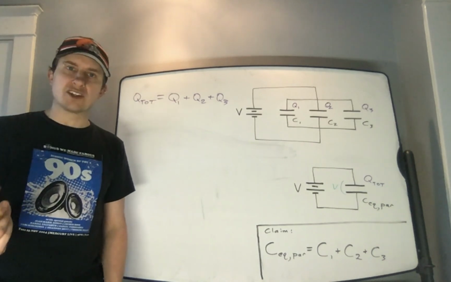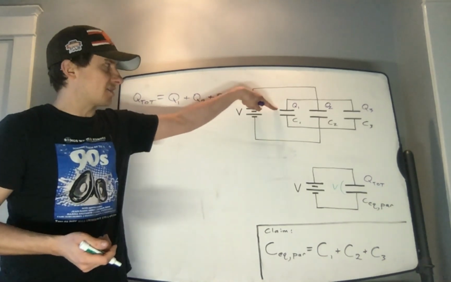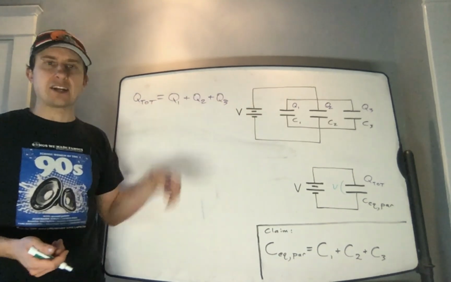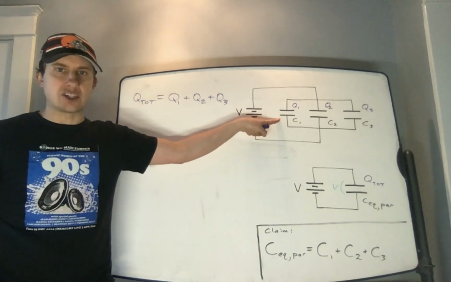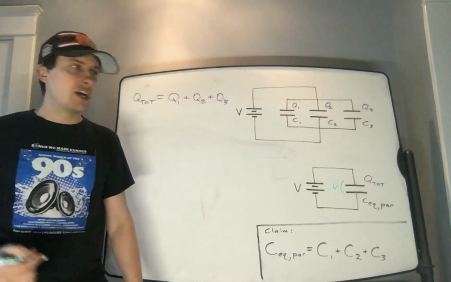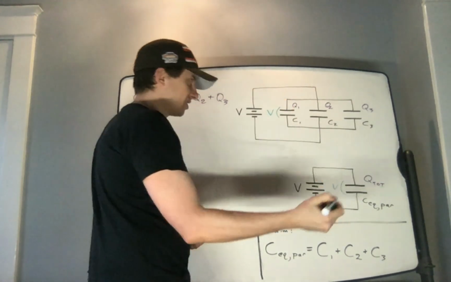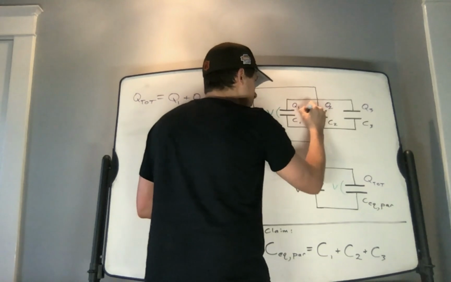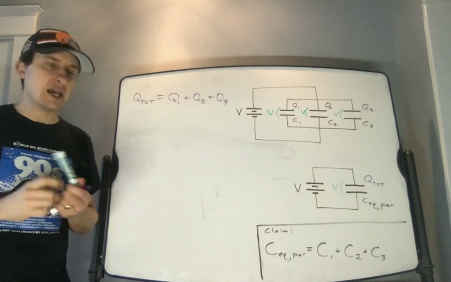And similar to our discussion when we considered resistors in parallel, the top plates of the capacitors are all directly connected to the positive terminal of the battery, and the bottom plates of these capacitors are all directly connected to the negative terminal of the battery. So I could say capacitor 1 will have a voltage V across its plates, capacitor 2 and capacitor 3 will also have a voltage V across their plates.